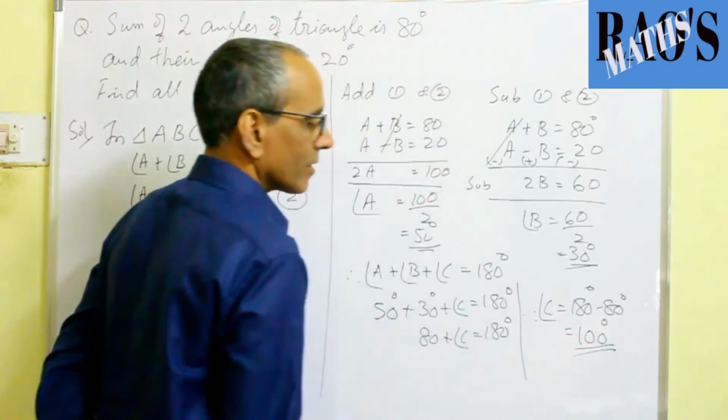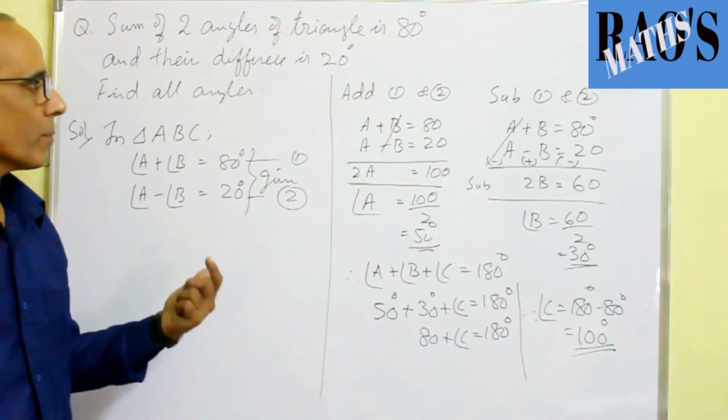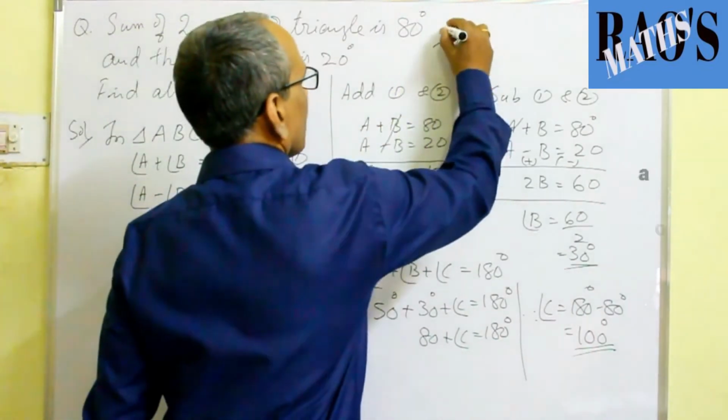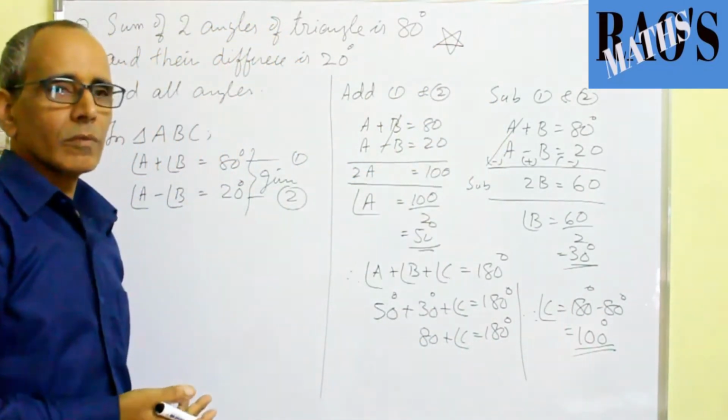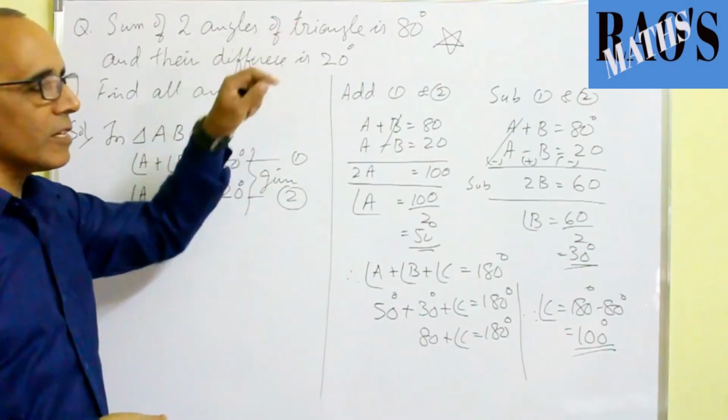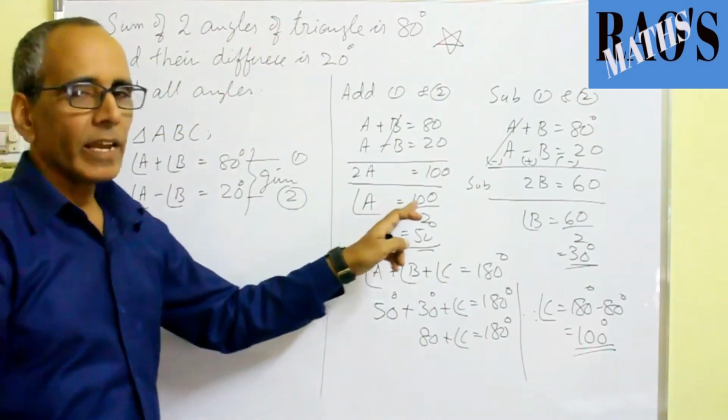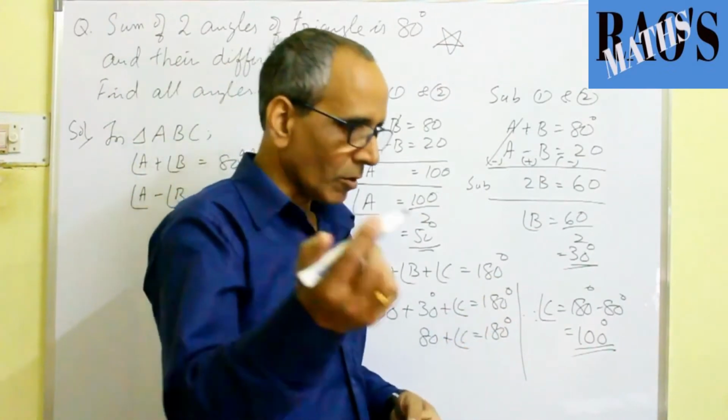We got all the angles. It's very important. The question seems to be very difficult but is very easy to solve. If we add and subtract the given values, we get angle A and angle B simply. One more question.